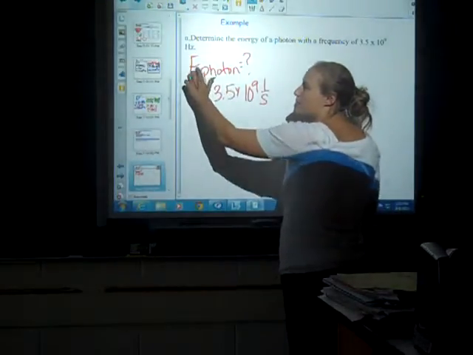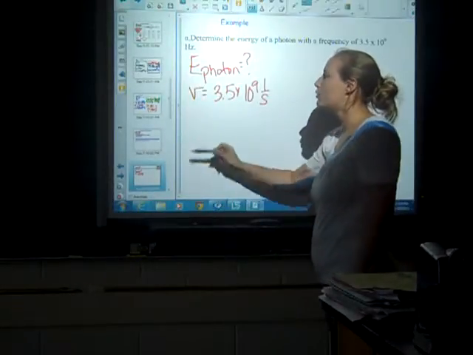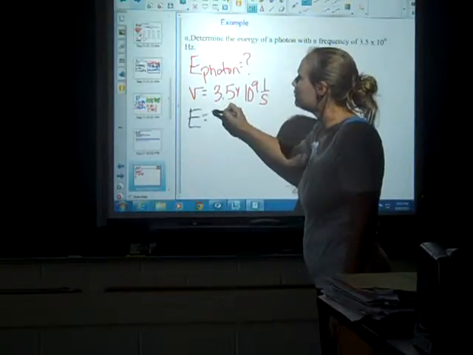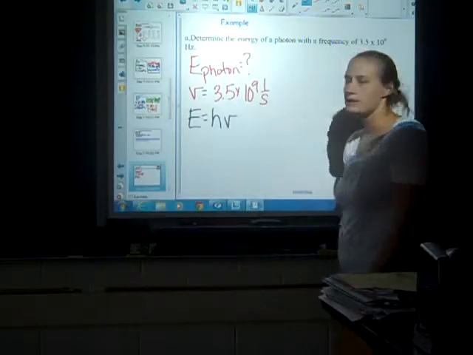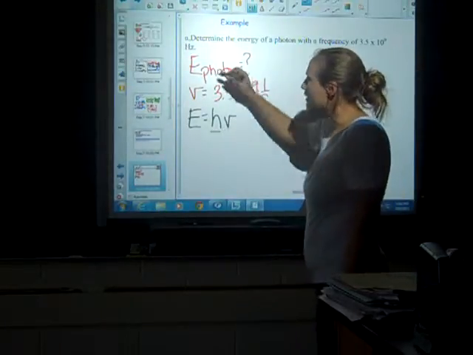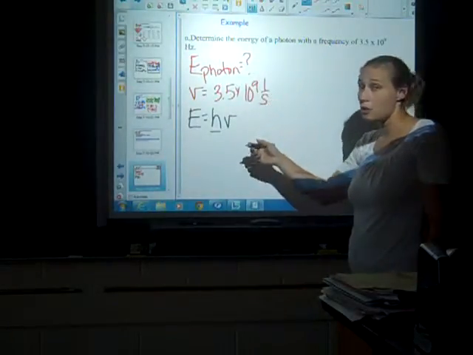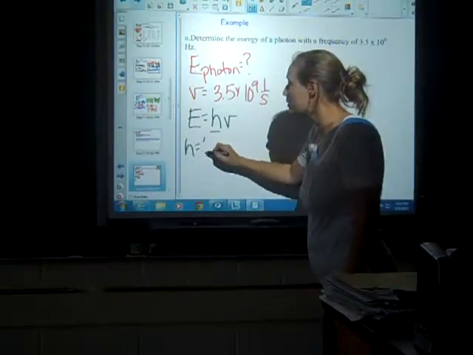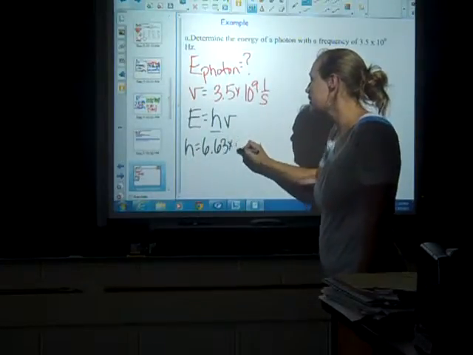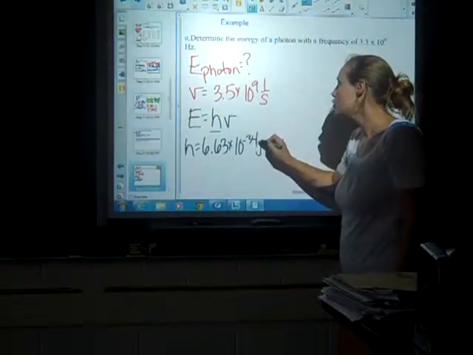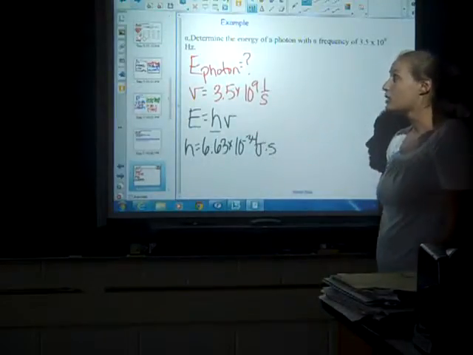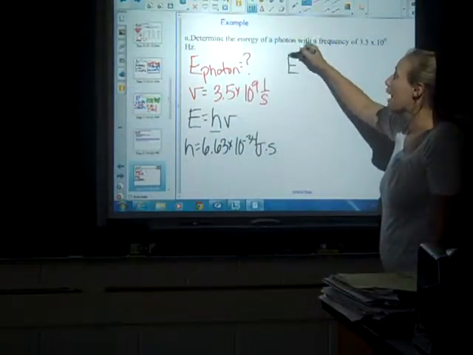But I could check my reference tables. There's one that's going to have both of those variables, and that's the energy of a photon equals Planck's constant times the frequency. h is not given to us in the question. It's not going to be given to you. It's right in our reference tables. That's 6.63 times 10 to the negative 34th joules times seconds. And I can just plug in what I know. I don't know my energy.